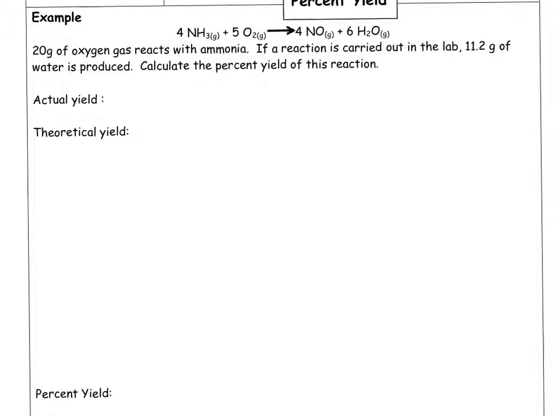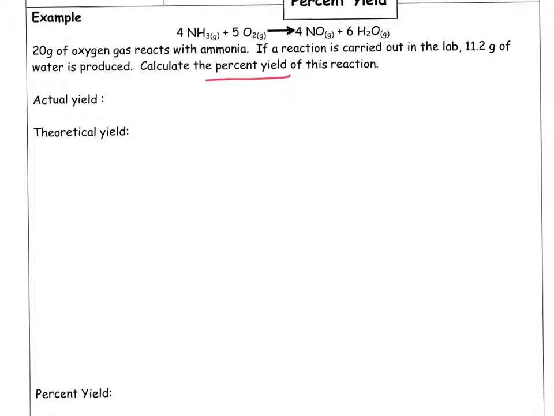Okay, so if it asks for percent yield, I immediately think of the equation, which is actual over theoretical times 100. Okay, so if I know the equation, I know I need those two values. So see if you can read through the problem and find the actual yield. You might need to go back to the definition, read the definition again, and see if you can pick out the actual yield.